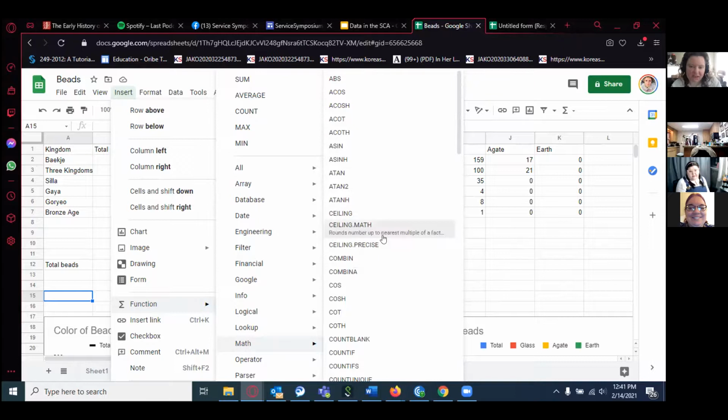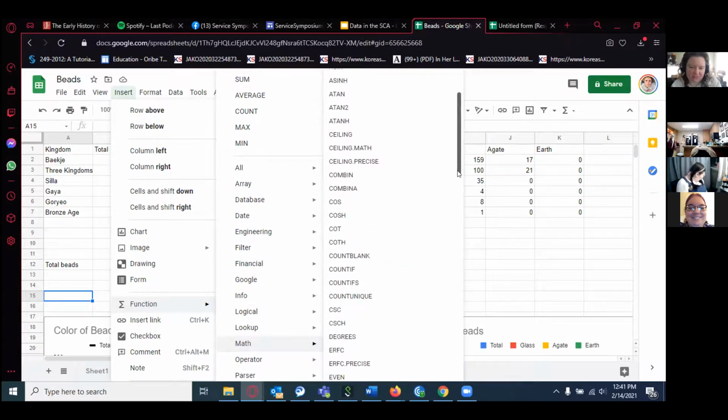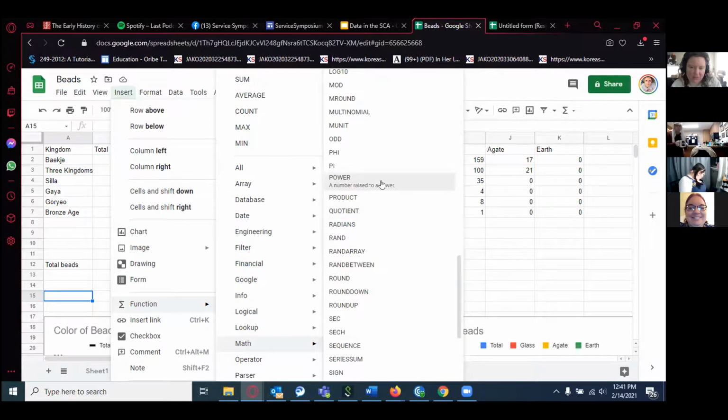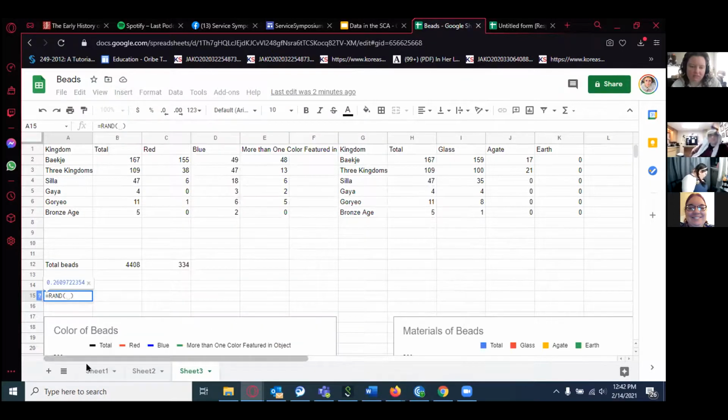And it gives you every single thing that you could use for this, such as a power, product, quotient, and it gives you those summaries for that.